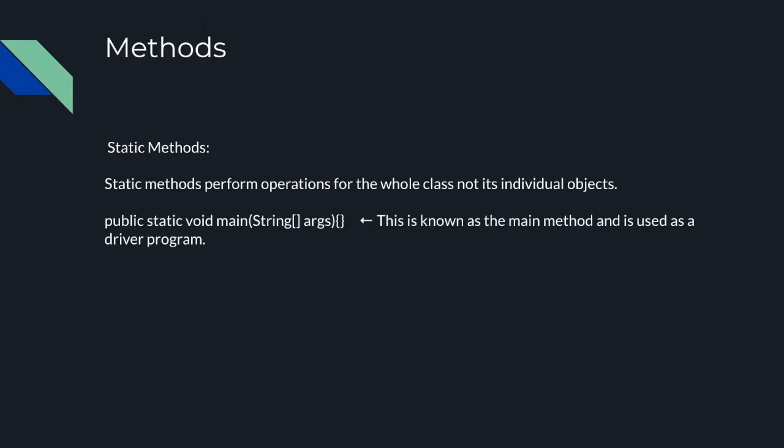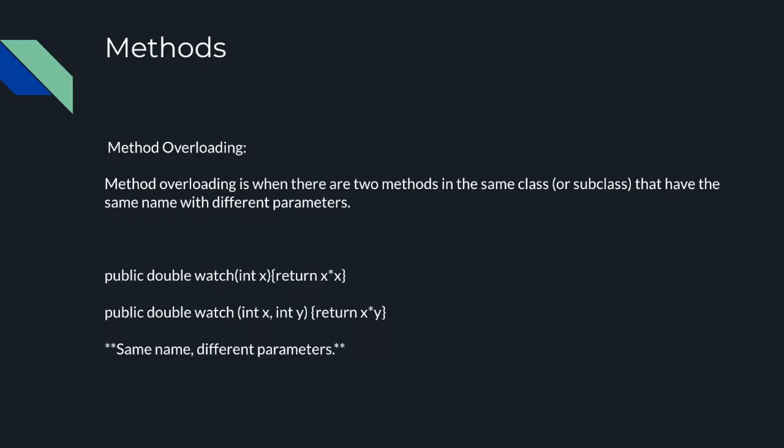Method overloading is when there are multiple methods in the same class or subclass that have the same name and different parameters. So here we see watch is used twice, even though it has different parameters. It's considered method overloading.